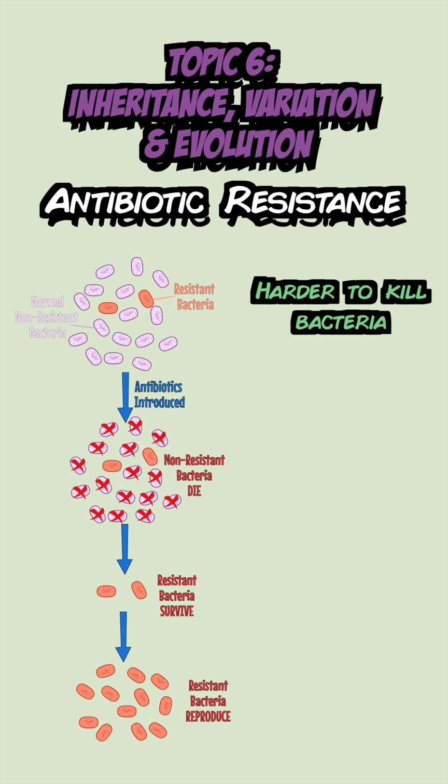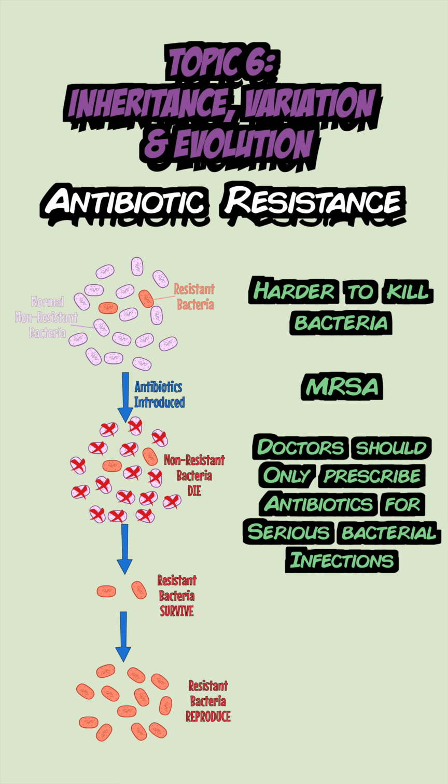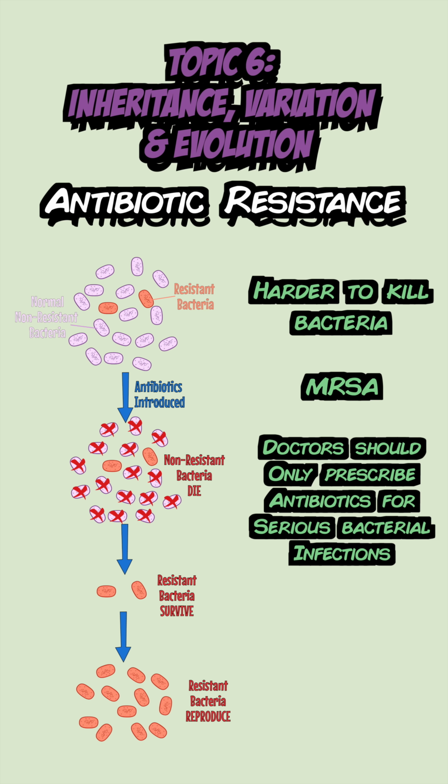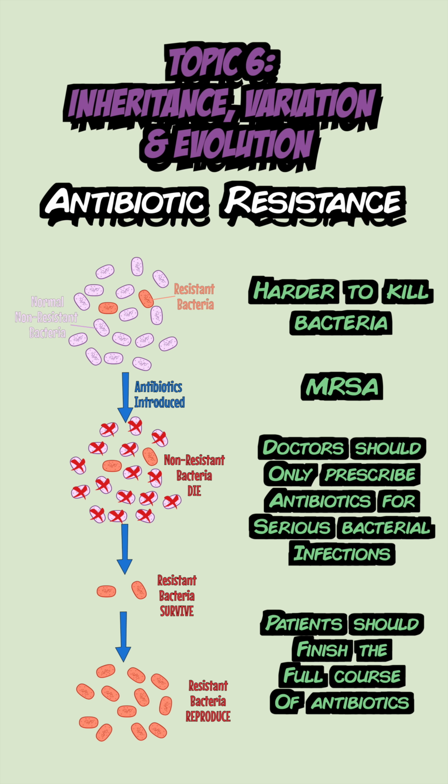This means it's much harder to treat diseases caused by these resistant bacteria, and a real-life example of this is MRSA. To prevent this from happening, doctors should only prescribe antibiotics for serious bacterial illnesses, and patients should complete the full course of antibiotics to ensure all the bacteria are killed and none can survive and become resistant.